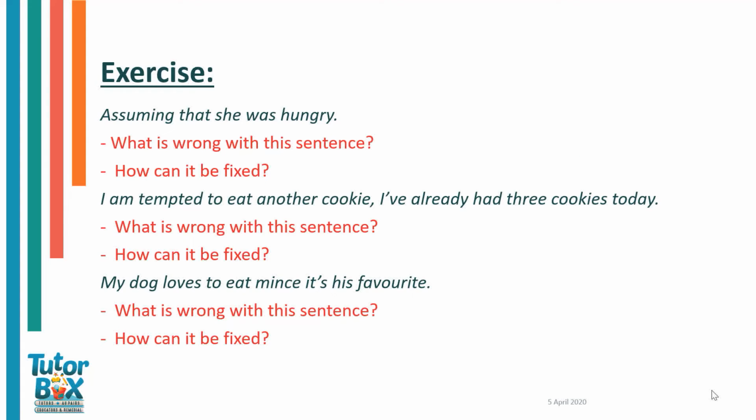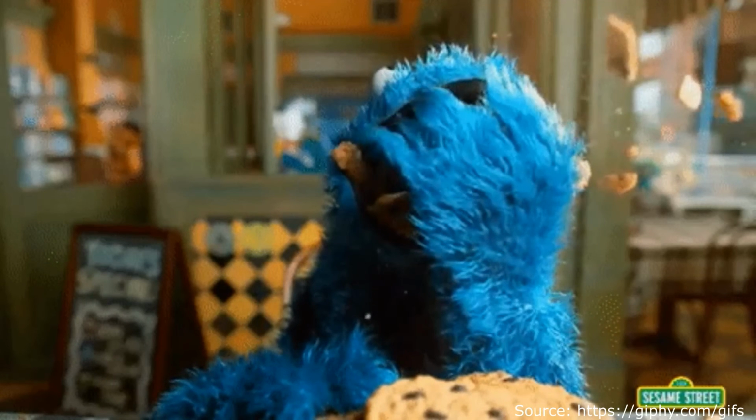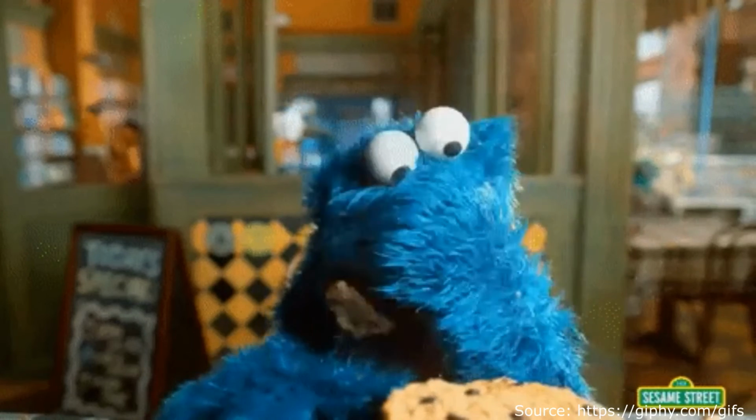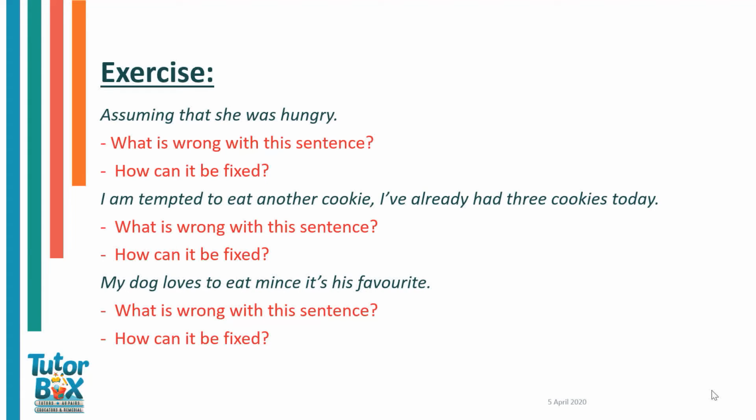The second sentence is, I am tempted to eat another cookie. I've already had 3 cookies today. What is wrong with the sentence, and how can it be fixed? The third and final example, exercise, is, my dog loves to eat mince. It's his favorite. What is wrong with the sentence, and how can it be fixed?